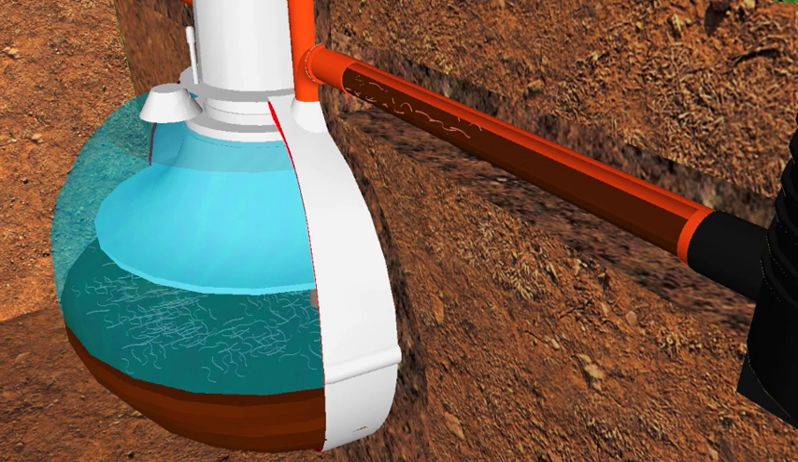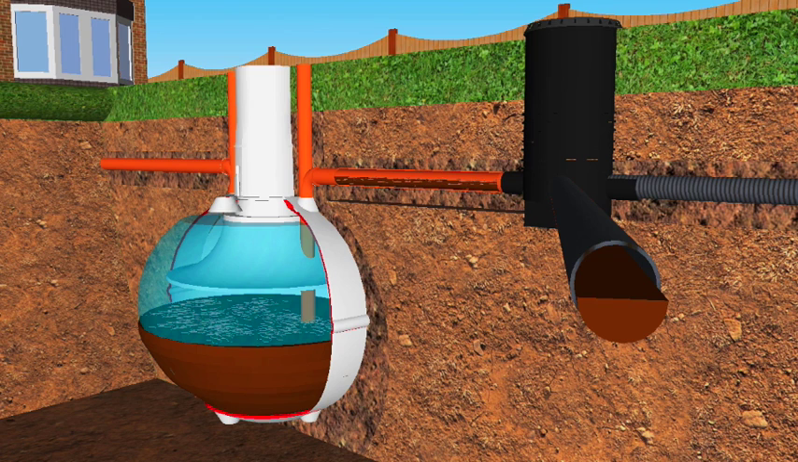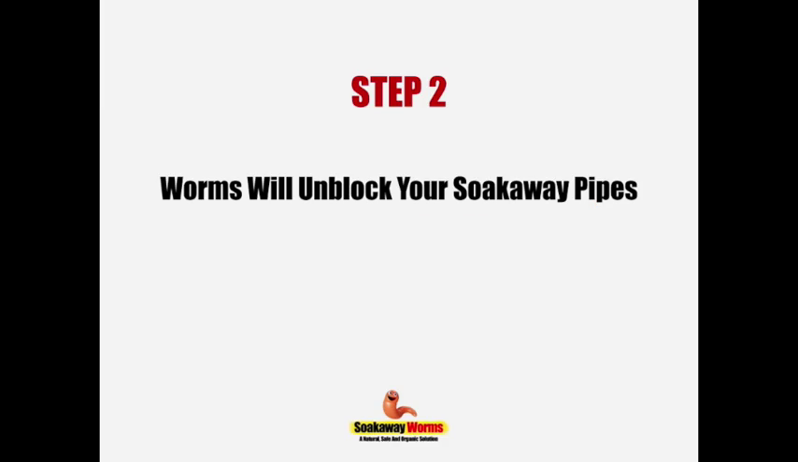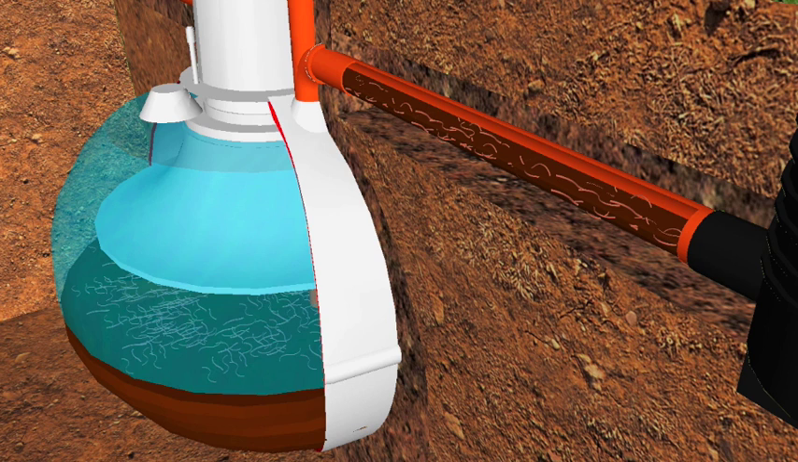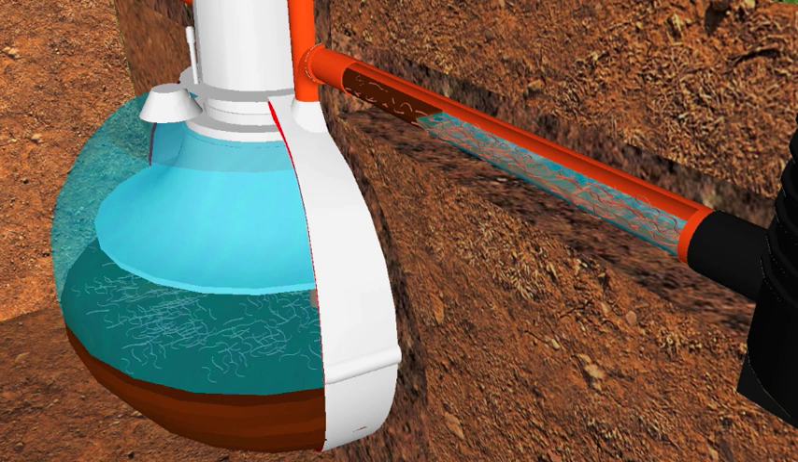The worms very quickly will start breeding and multiplying, making their way through that sludge, through the pipes. And very quickly, these worms will penetrate your entire soakaway pipe system. Step 2. The worms will very quickly start to eat and digest the sludge, fat and grease that are blocking your soakaway pipes. As the worms eat and remove the sludge, the soakaway pipes will allow the wastewater to flow freely once again.